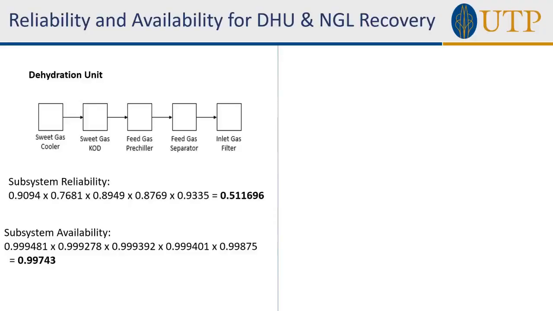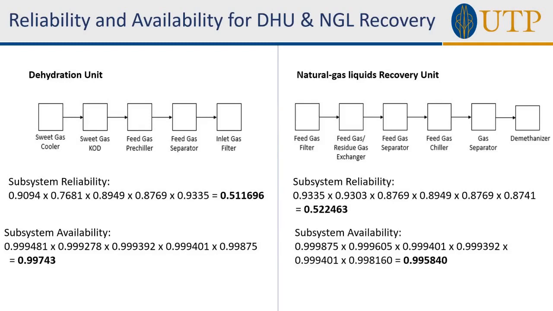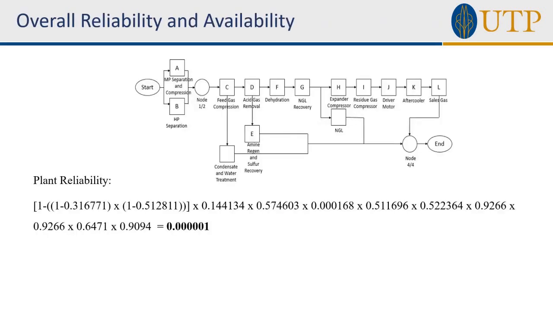The results show the reliability and availability for the dehydration unit, which consists of sweet gas cooler, sweet gas KO drum, feed gas spray chiller, feed gas separator, and inlet gas filter. While the other one shows the reliability and availability for the natural gas liquids recovery unit, which consists of feed gas filter, feed gas exchanger, feed gas separator, feed gas chiller, gas separator, and demethanizer.